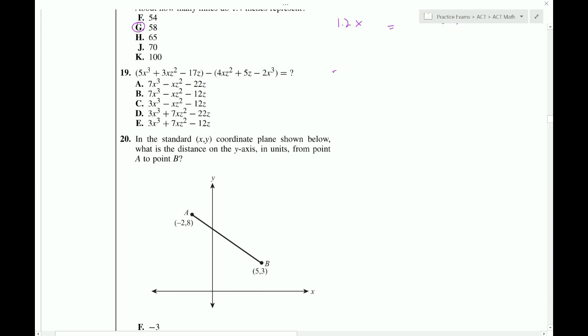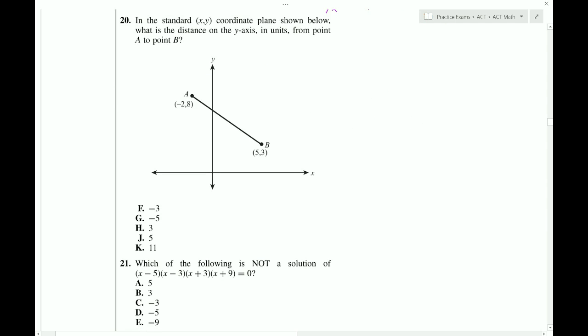For this one, what I like to do is write out the first item, 3xz squared minus 17z, and then we have to distribute the minus sign here. And I'm going to group them so that they're underneath the right thing. So minus 4xz squared will go here, and minus 5z will go here, and then plus 2x cubed will go here. And then we get 7x cubed, minus xz squared, and minus 22z. So that matches up with choice A.